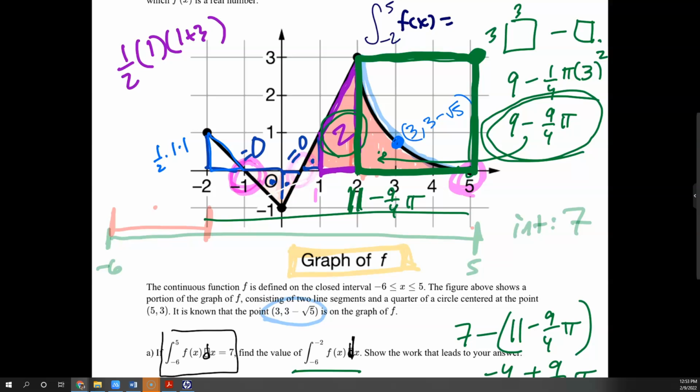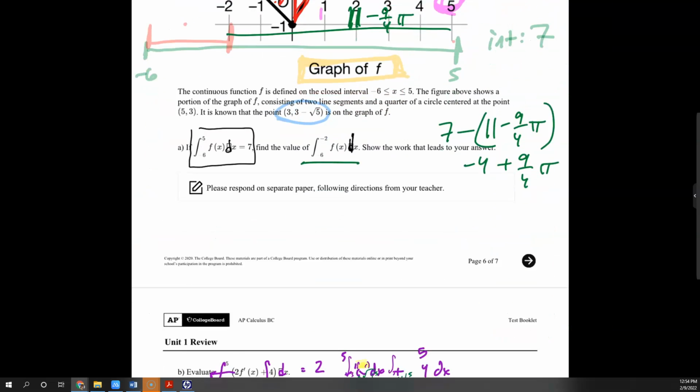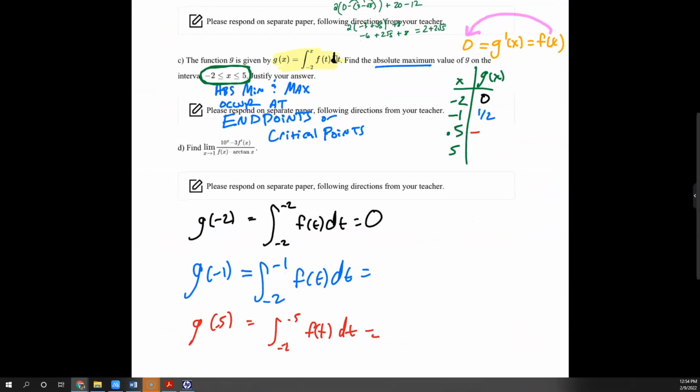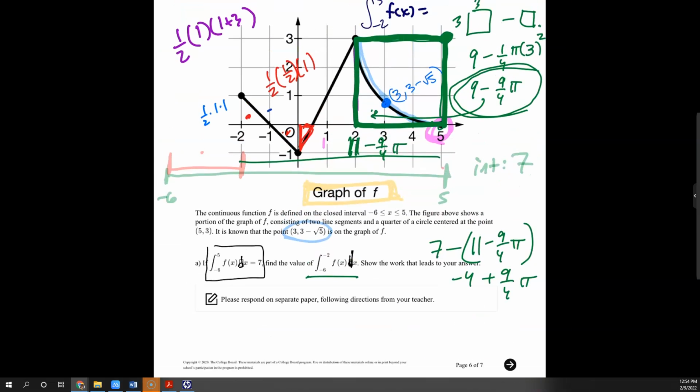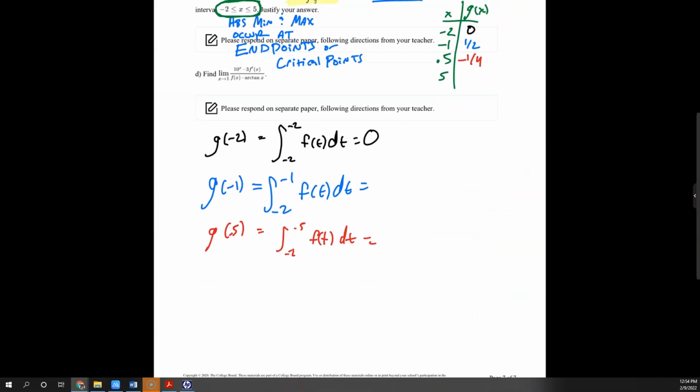Oof, I wrote all over this. That and that cancel out, so it's just this part. I was thinking that it went to 1. So it's 1/2 base times height, so is it 1/4? Yeah. And it's negative because it's under the axis. So that's -1/4. Okay. And then we found out what -2 to 5 is.